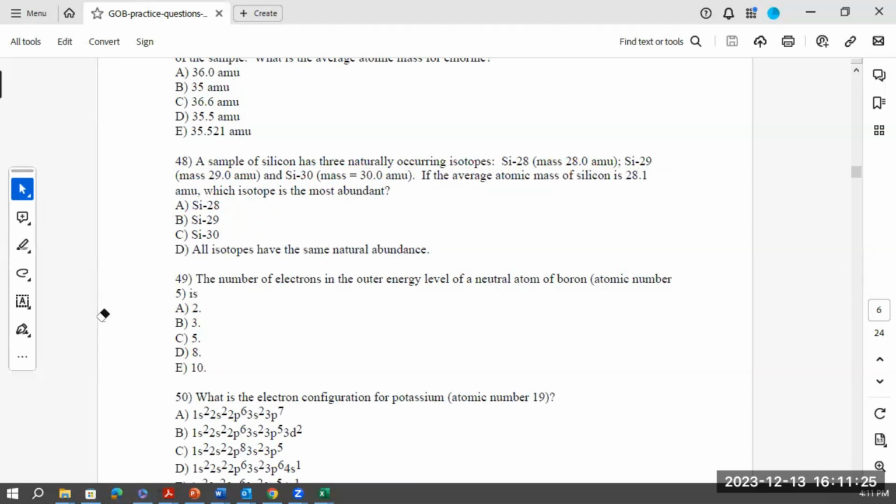Okay, the number of electrons in the outer energy level of a neutral atom of boron. Atomic number 5. What was that? 3. That is correct. How did you figure that one out? It's the valence. That's right. So that outer energy level is going to be that valence. Good job.